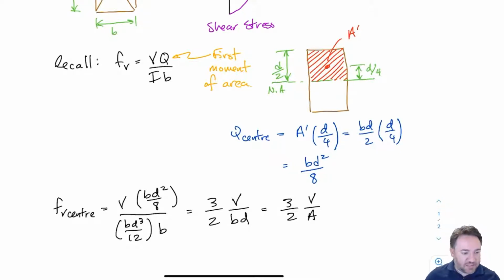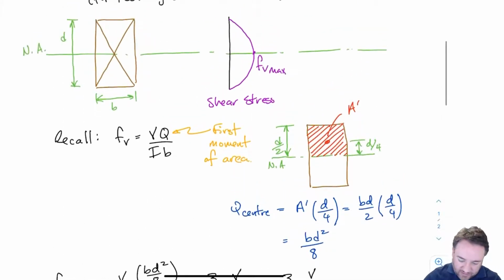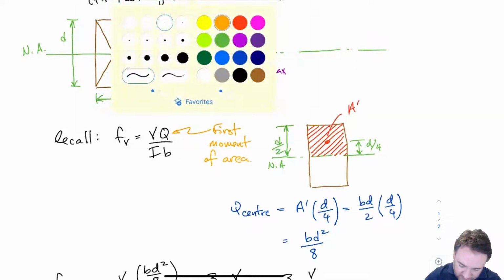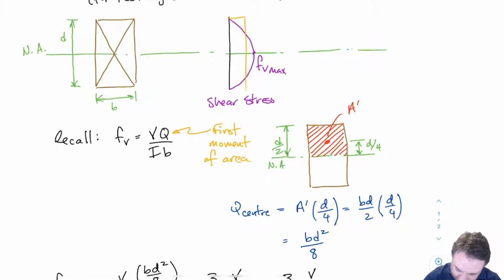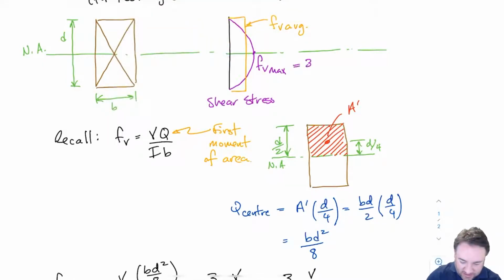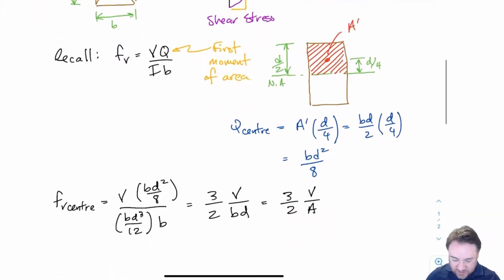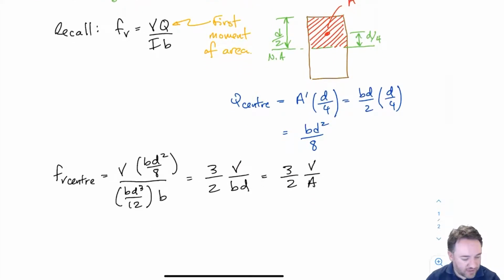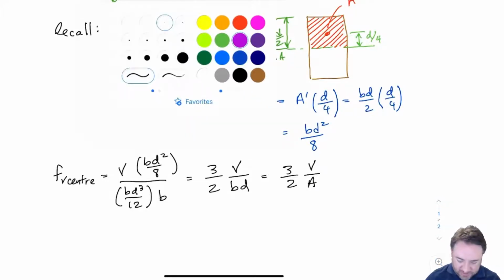So what is V divided by A? Well, V divided by A is basically, if I wanted to say what would be the average shear stress over the height of the cross-section, like if I just considered that the stress was constant, which it obviously is not, but if I drew something like this, this would be my FV average shear stress over the height of my cross-section. We would find that the maximum shear stress is 3/2, so 50% more than the FV average. So that's what this factor of 3 over 2 represents. So the peak is 50% greater than the average shear stress if I were to define average shear stress as V divided by A.